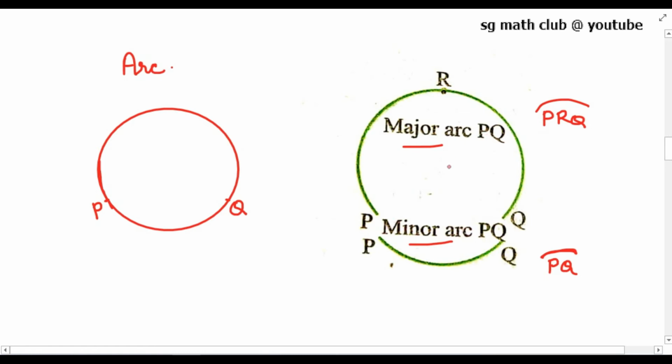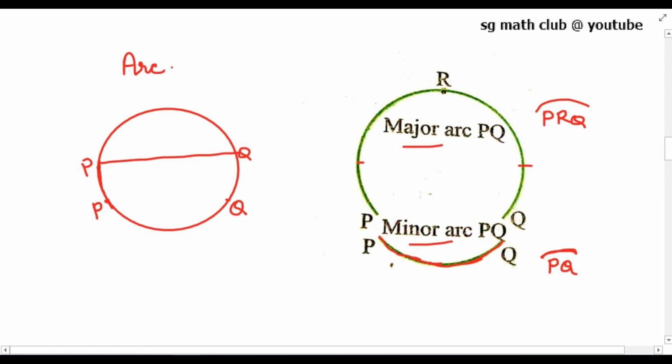And if P and Q are ends of a diameter, then we can see that both the arcs will be equal. Then we call each a semicircle. So a piece of circle between 2 points is called an arc. The smaller one is the minor arc and the longer one is the major arc. And if PQ are ends of the diameter, it divides the circle into exactly 2 parts, so each arc we call a semicircle.